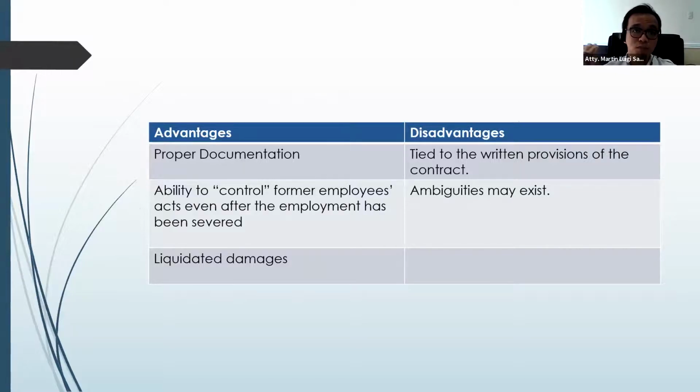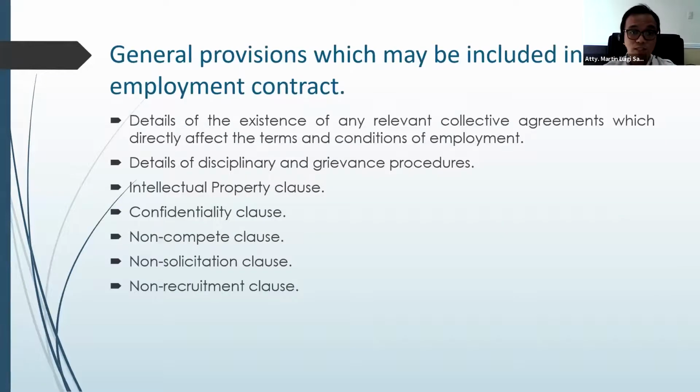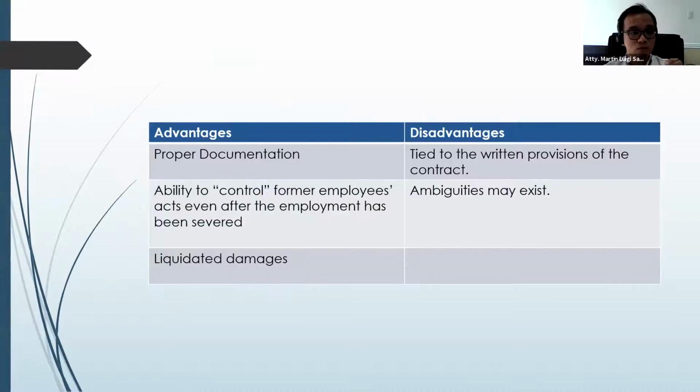Another advantage will be if there's a provision in your employment contract which has been violated, you can already specify liquidated damages. If, let's say, for example, you violate the confidentiality clause, you revealed company secrets, you can already say that any violation of the contract, you will be made to pay, for example, 100,000 pesos. This is just an example. So you no longer have to prove how much you suffered in terms of damage. You just say, this is the provision. The employee agreed to this one, and he also agreed to pay damages in this amount.